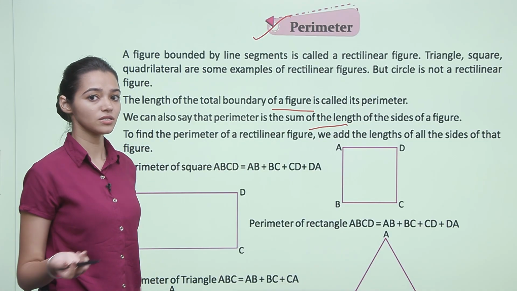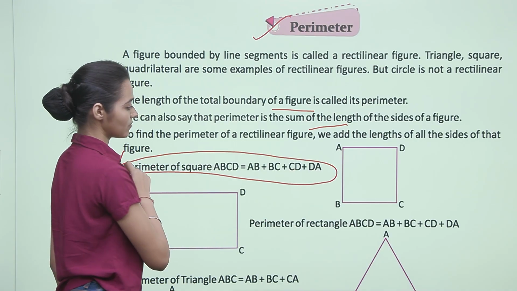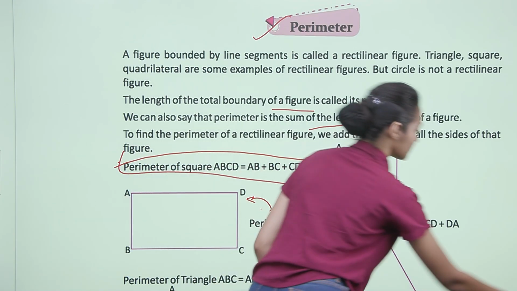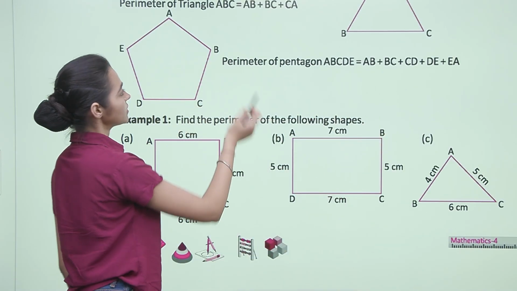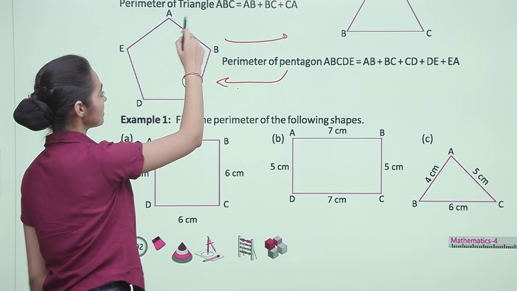Now to find the perimeter, we must find the length of all sides. Like the perimeter of a square is AB plus BC plus CD plus DA. Again, the perimeter of a rectangle is the sum of all sides. Similarly, the perimeter of a triangle is AB plus BC plus CA. The perimeter of a pentagon is the sum of all 5 sides.